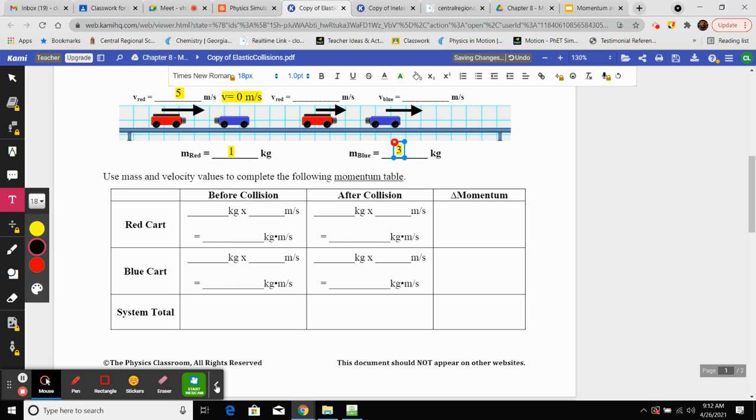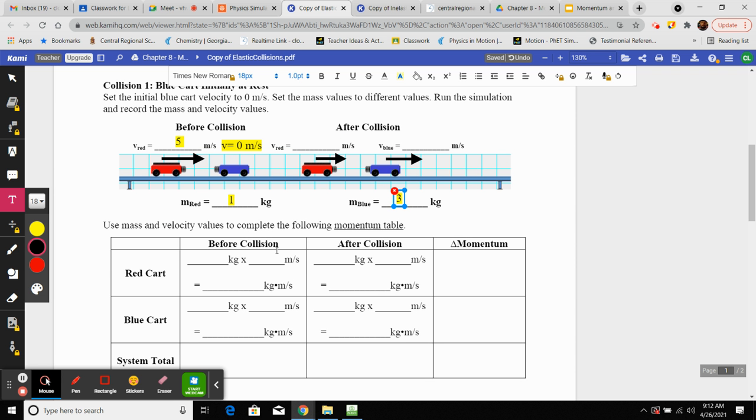So guys, now you have a lot of the information that we pretty much needed. So let's take a look at the red car. Now this whole column here is before the collision.